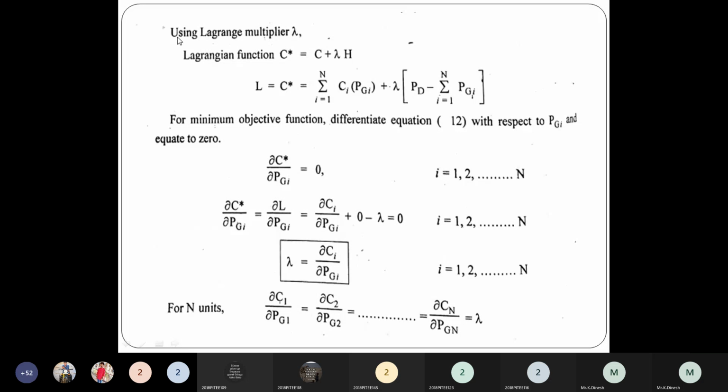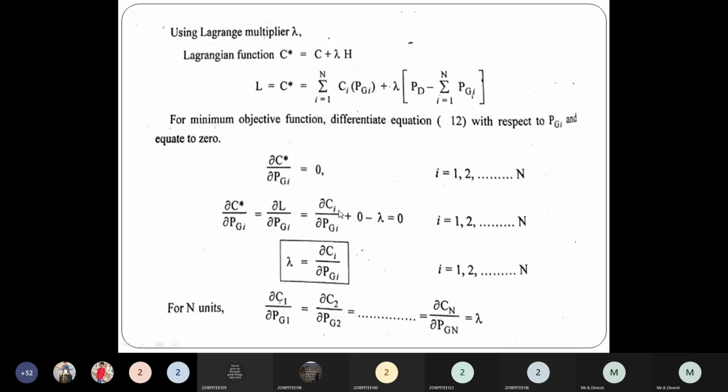Next, using the Lagrange multiplier lambda, the function C conjugate is nothing but C plus lambda H. So L, or C conjugate, equals summation of i equal to 1 to N Ci of PGi plus lambda times PD minus lambda times summation of i equal to 1 to N PGi. For the minimum objective function, I have to differentiate equation 12 with respect to PGi and equate it to 0. So dou C conjugate by dou PGi equals 0, where i stands for 1, 2 up to N. With the Lagrangian multiplier introduced, dou C conjugate by dou PGi equals dou L by dou PGi.